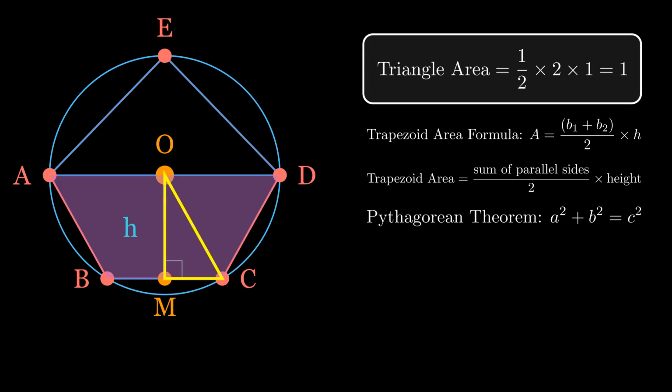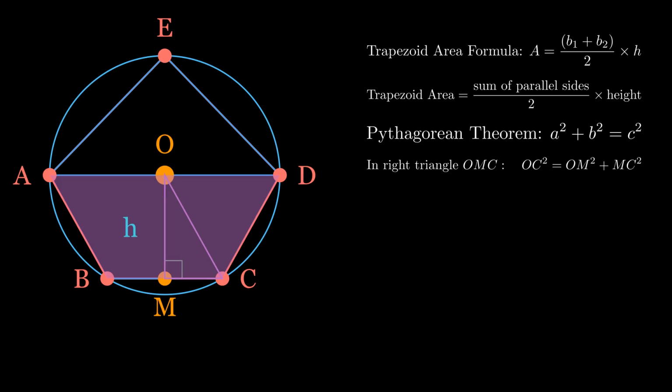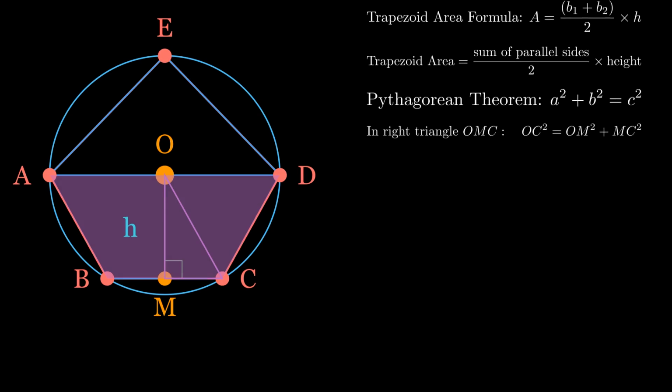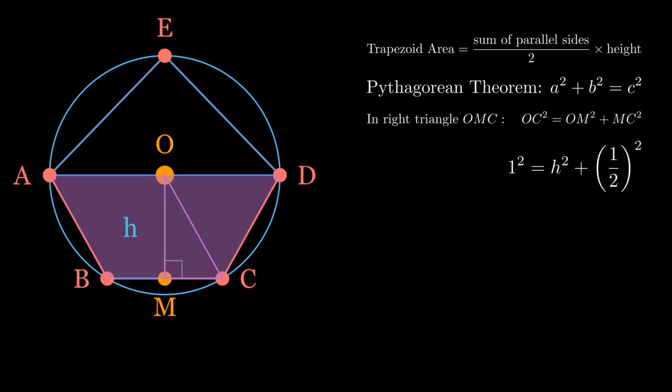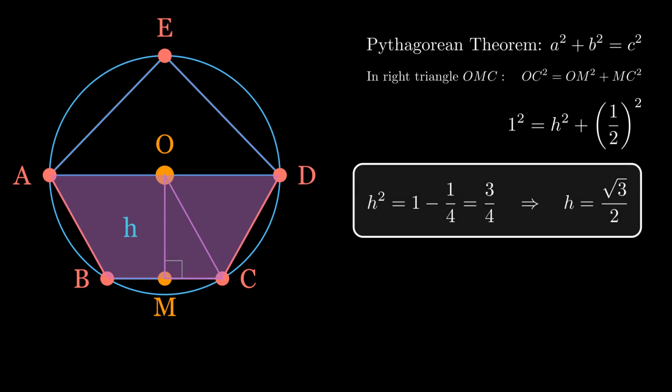The Pythagorean theorem states that in any right triangle, the square of the hypotenuse equals the sum of squares of the other two sides. Applying this theorem to our right triangle, OMC. Radius OC is 1. Distance MC is 1/2. Height is h. Solving gives h squared equals 3/4. So h equals square root of 3 over 2.